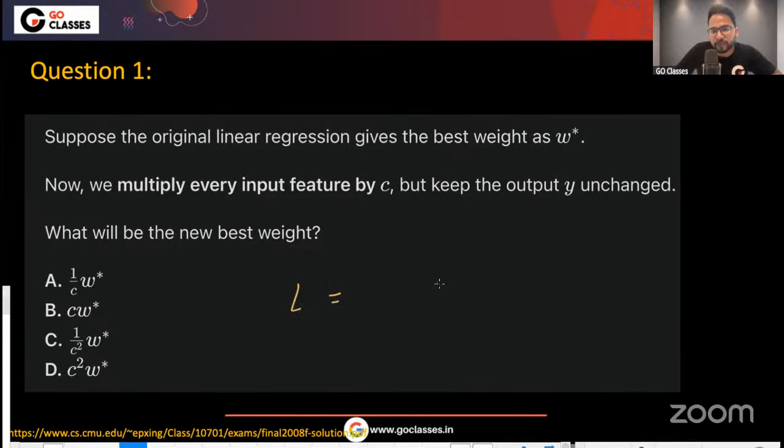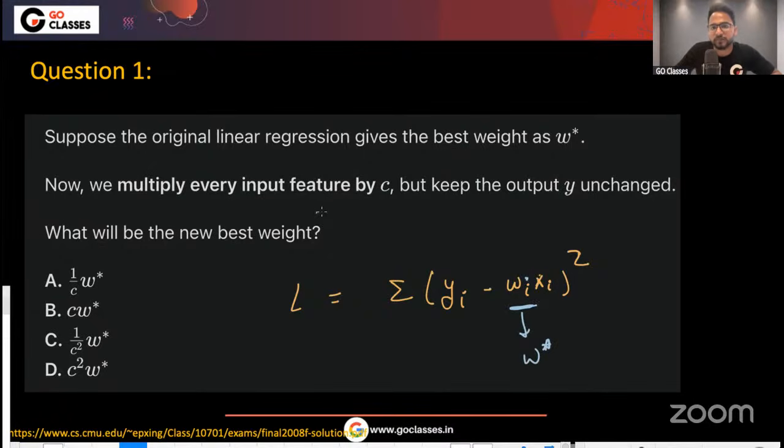Whatever the loss function is, let's suppose it is (yi minus wi xi) whole square. At that point, the best wi is basically w star i, or in terms of vectors, you can write w transpose x, but that's fine. So they are saying this is w star, the best w that we were getting earlier.